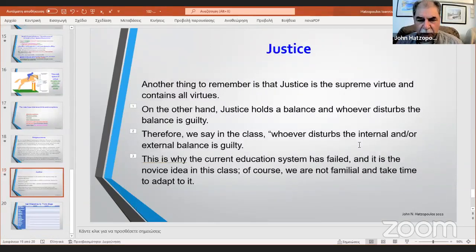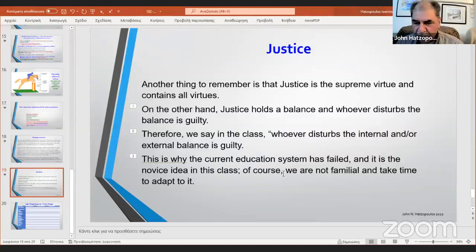Now, another thing I want to emphasize is about justice. Justice, according to Aristotle, is the supreme virtue that contains all virtues. It is represented by a blind goddess that holds a balance. Whoever disturbs the balance is the guilty. The same thing, we have to look at internal and external balance. Whoever disturbs that is the guilty. And if we want to work towards a better society, we need to see who does the disturbances there.